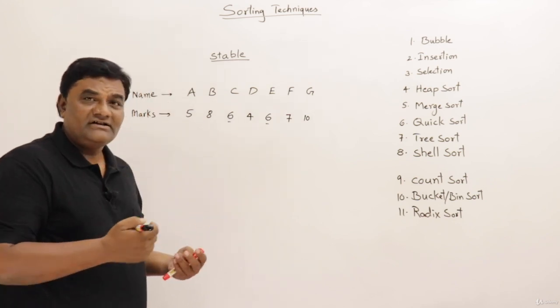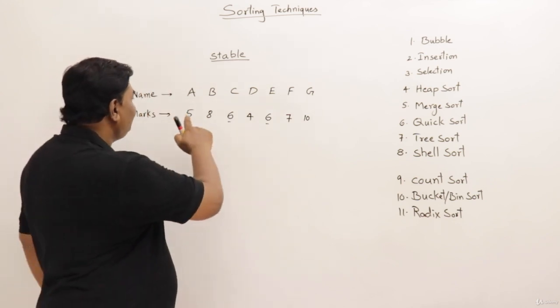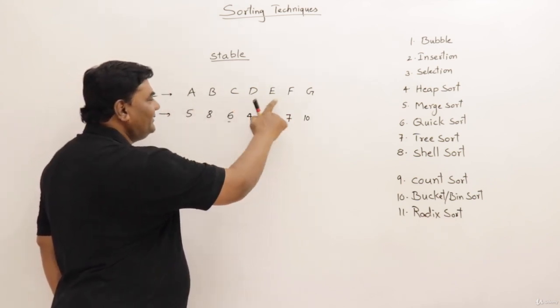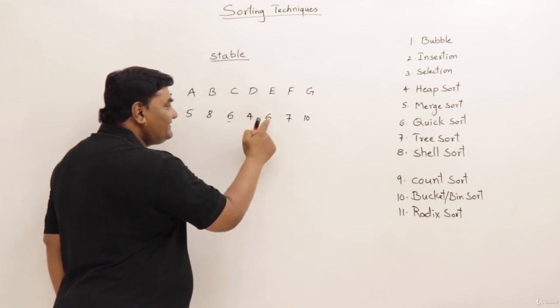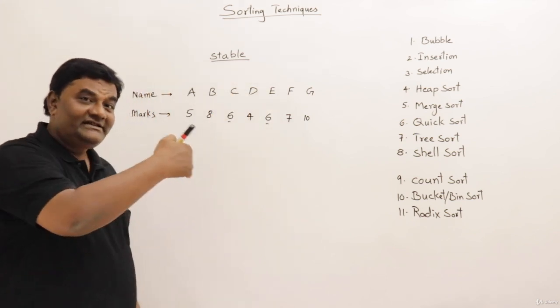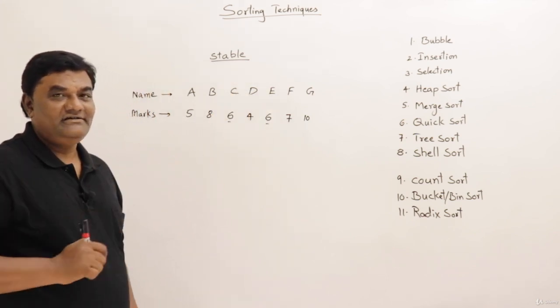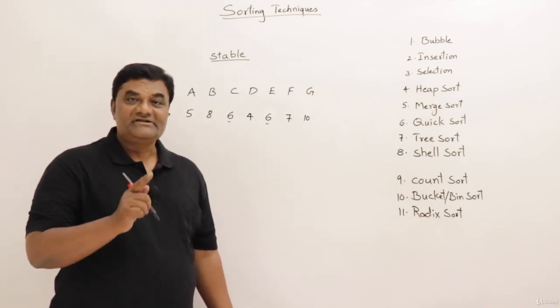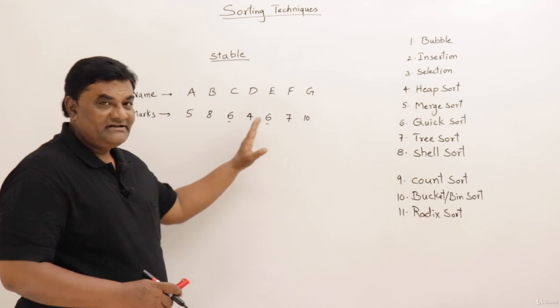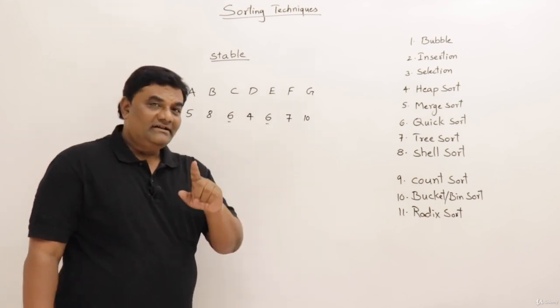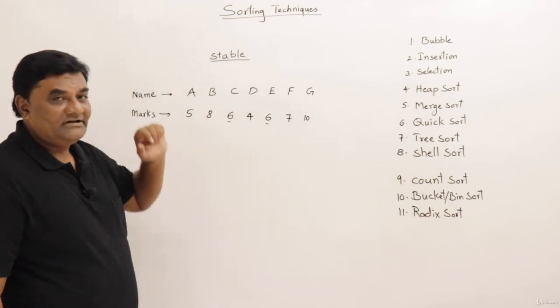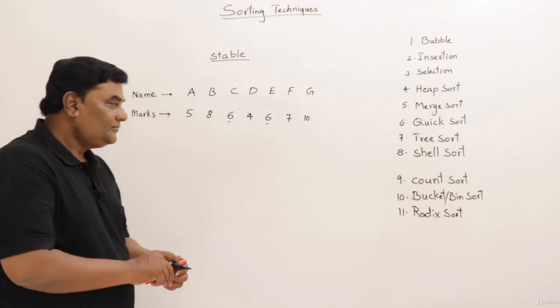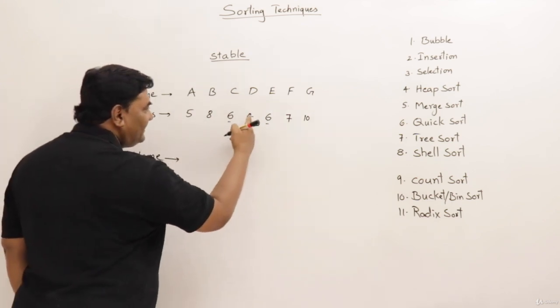What is the difference? Both are 6 only, no? No, that is the reason I have kept other values also here. This 6 belongs to C, this 6 belongs to E. So that C should come first, then comes E. The order should be preserved. If a sorting algorithm is preserving the order of duplicate elements in the sorted list, then that algorithm is called as stable. Let me sort this and show you. Lowest marks, smallest marks are 4.